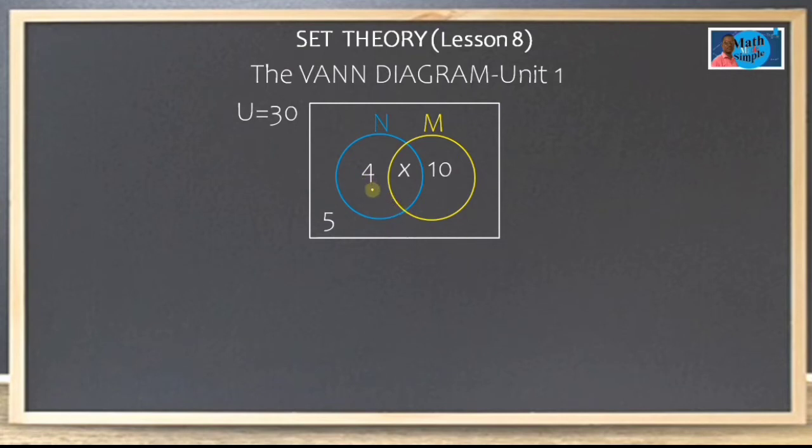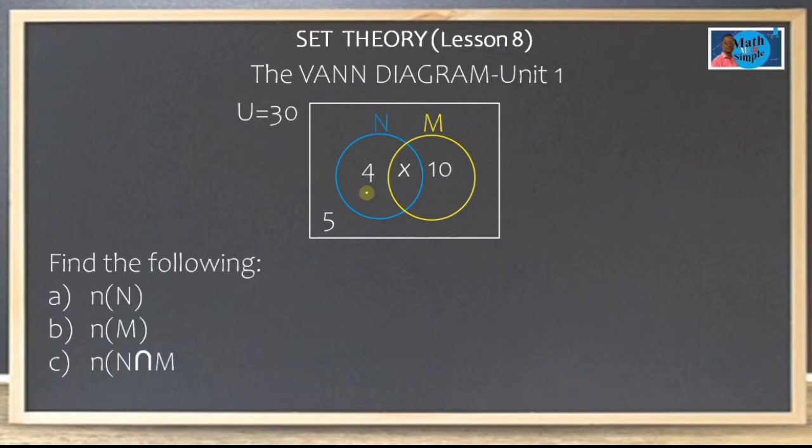Okay, this is not member 4. The 4 here represents the number of members in this identical region. So let us clearly understand that the Venn diagram actually talks about the number of membership. With this, let us find the following: the number of members in N, the number of members in M, and the number of members in N intersect M.